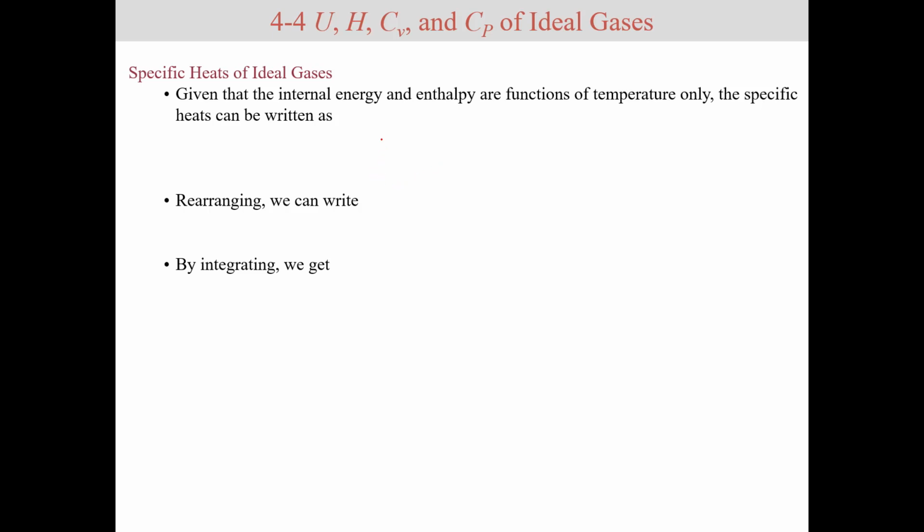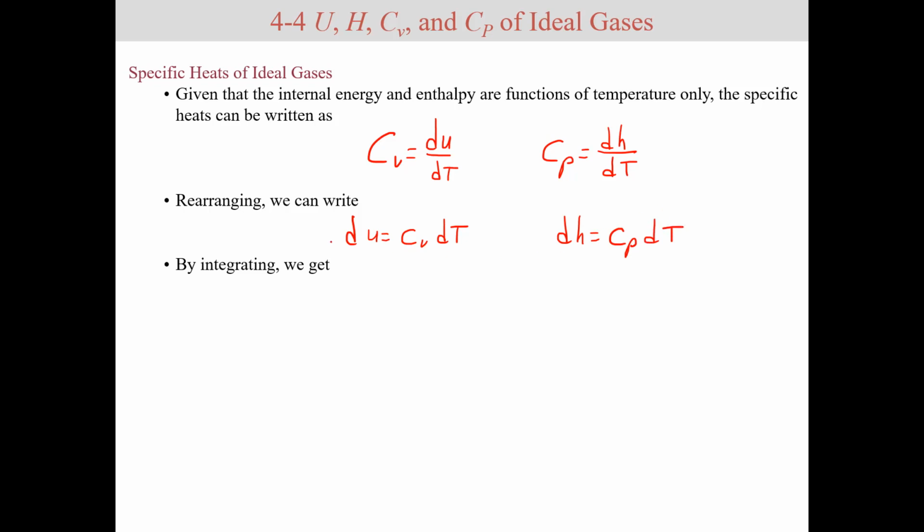So let's come back to quantifying internal energy and enthalpy for an ideal gas. Cv is equal to du/dT. Cp is equal to dh/dT. So I'm going to rearrange these equations where I get in differential form du is equal to Cv dT and dh is equal to Cp dT. I'm going to go ahead and integrate it now, right?